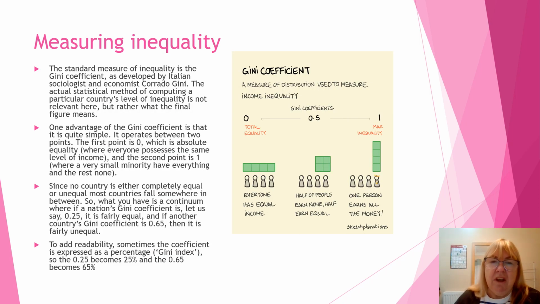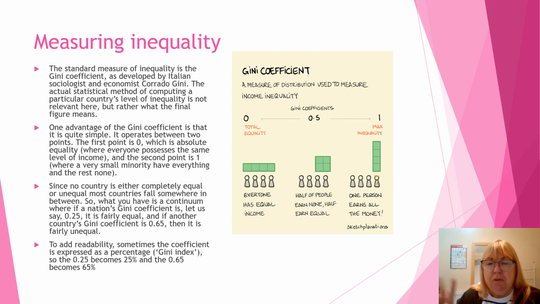Okay, how do we measure inequality? Well, there's something called the Gini coefficient, not Genie as comes out of the magic lamp, but an Italian sociologist whose name is Corrado Gini. He created this statistical measurement. You don't really need to do this, but I just thought you might find it interesting. And it's actually quite simple.